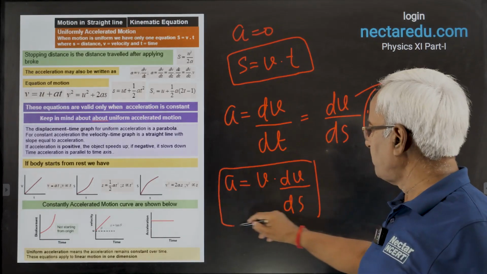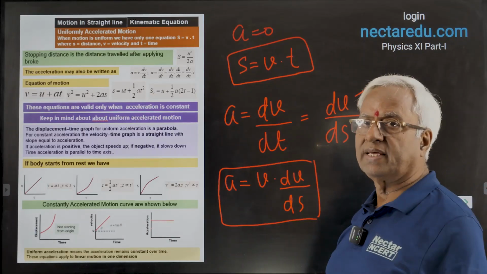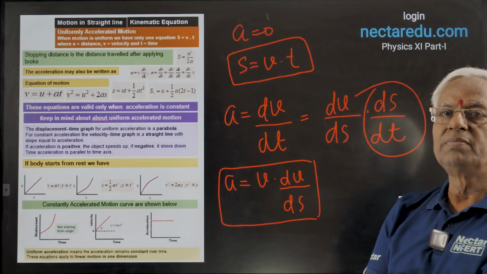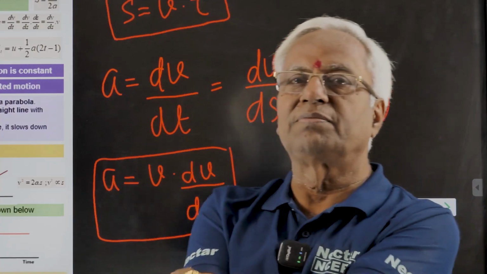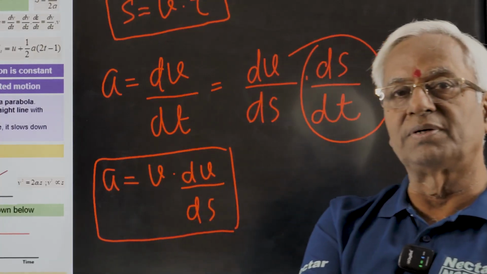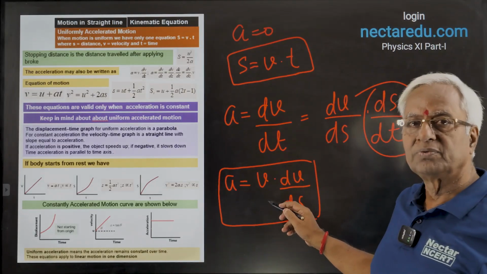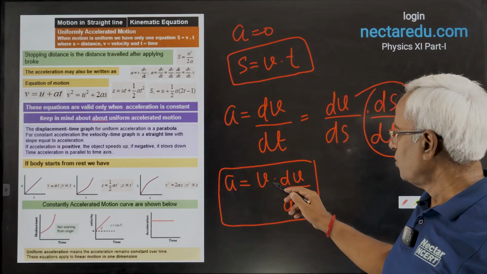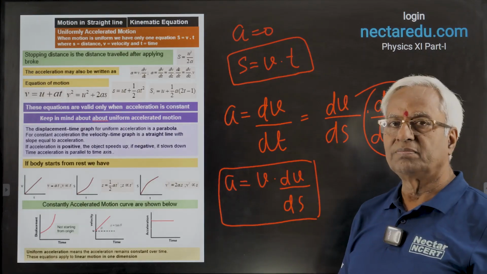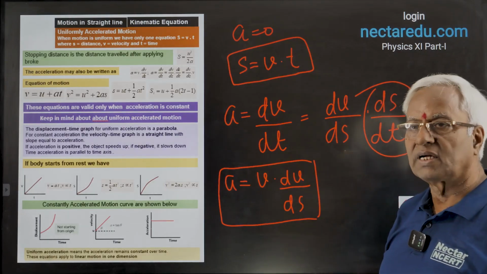Then it becomes a equal to v dv upon ds. You see, in the numerical problems of applied nature in mechanics, sometimes you come across a problem in which the acceleration is given in terms of distance, not in terms of time. So in that case, you can refer to this relation a equal to v dv upon ds. I mean, it's not in terms of time.